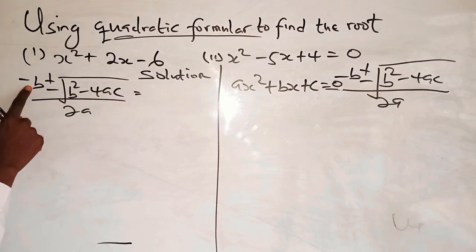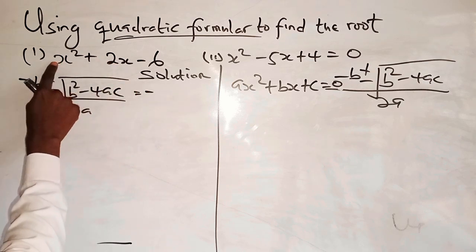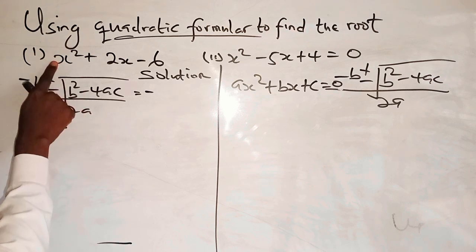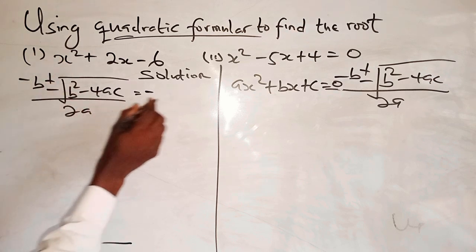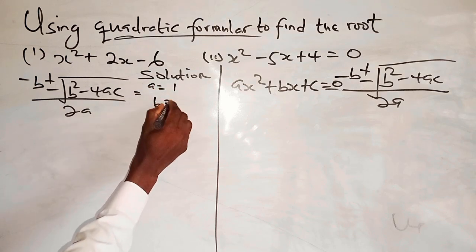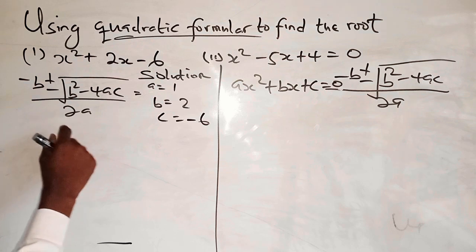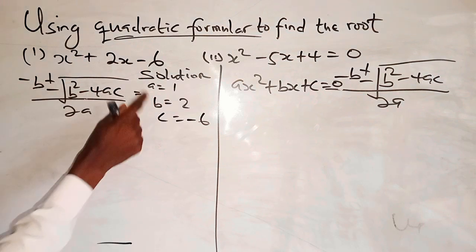Our b represents 2. The coefficient of x squared is a, so a equals 1, b equals 2, and c equals minus 6. So applying this formula to solve this.